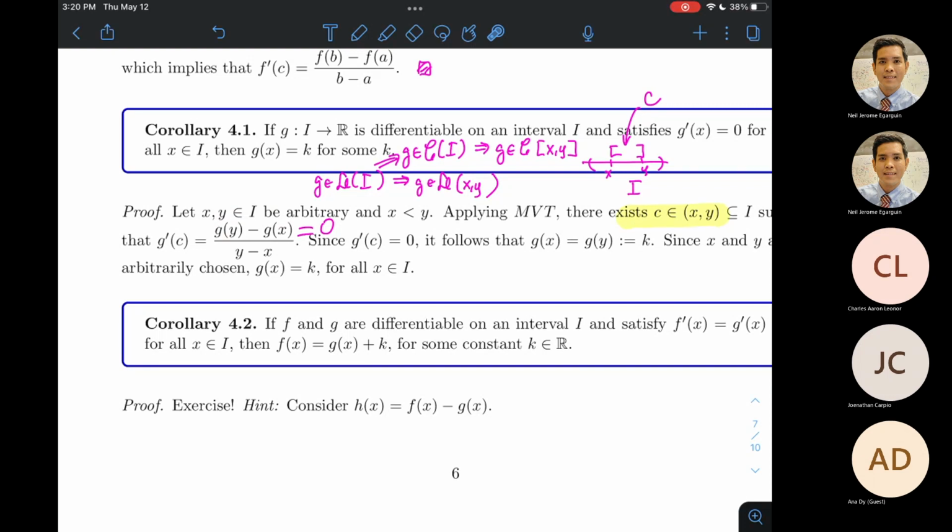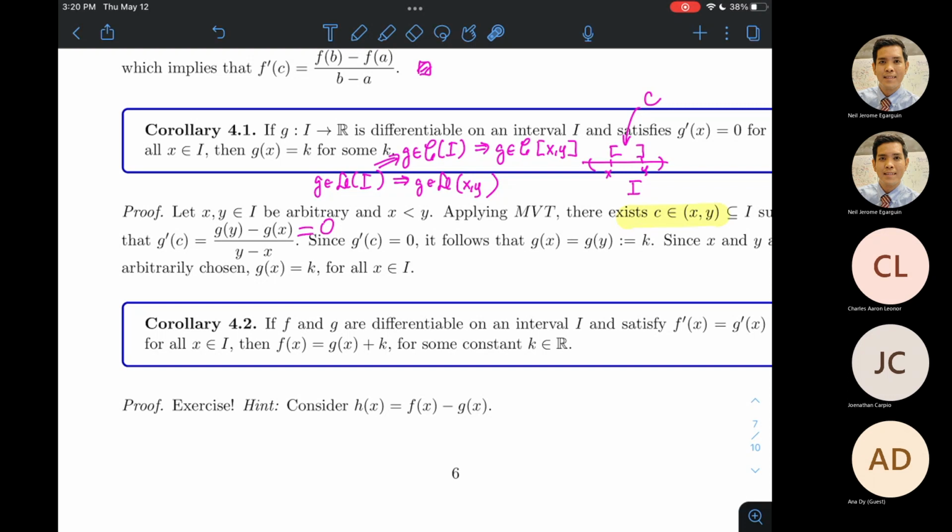Ano ngayon, kung parehas yung value nila, ang goal natin dapat magpakita na pare-parehas ng values lahat ng points dun sa interval I. Pero remember that x and y were chosen arbitrarily. X and y can be any number on the interval I. And no matter what x and y are, as long as they belong on the interval I, they will share the common value k. So ibig sabihin, si g of x ay necessarily equal kay k sa lahat ng number doon sa interval I. Therefore, proving Corollary 4.1.